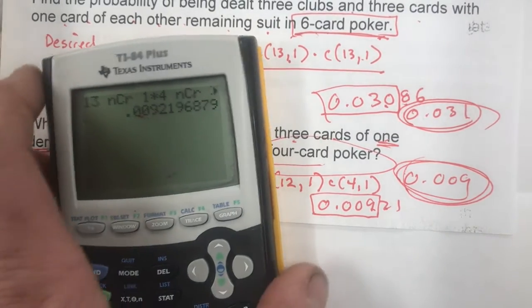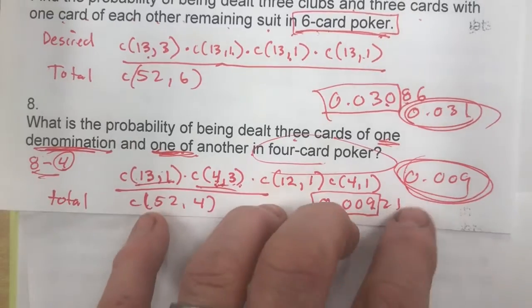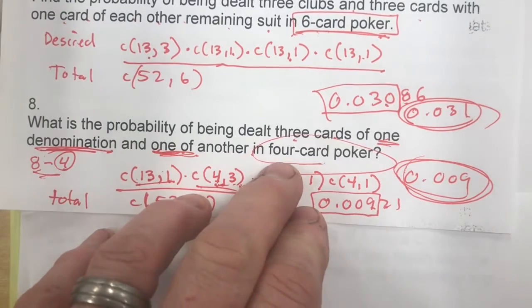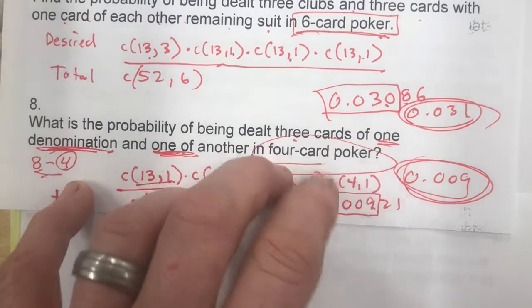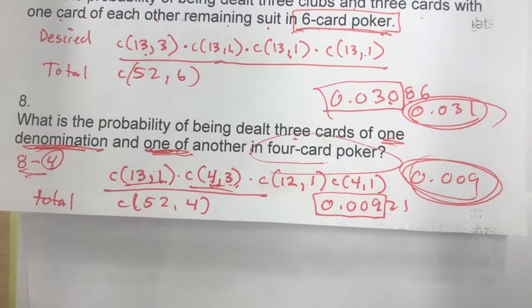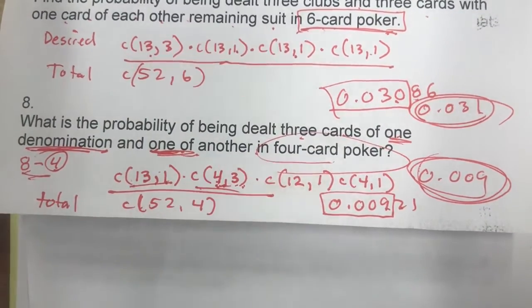Okay. And you can see that's not very likely to happen. If you're getting 4 cards and you're going to get 3 of just one kind, like 3 8s or 3 aces, that's not very high probability.